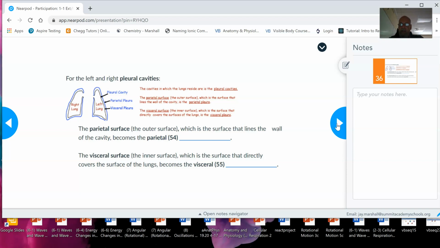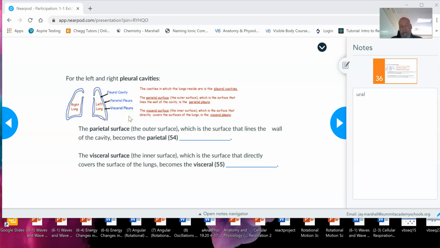Go on to the next slide and look at the pleural cavity, where the lungs reside. The pleural cavity is similar to the pericardium. We have this inner and outer surface here, and the inner surface is going to be called the visceral pleura, and the outer surface is going to be called the parietal pleura.